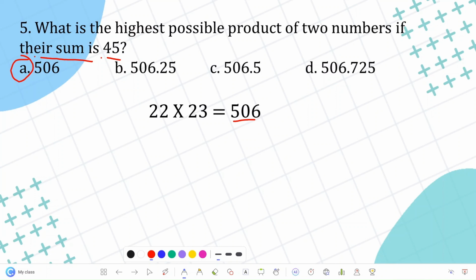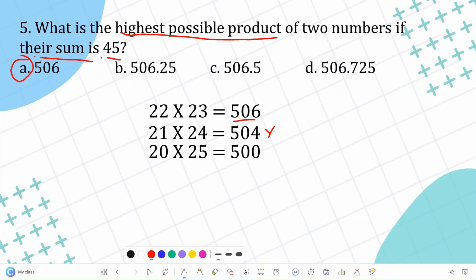So, pumunta tayo pababa. So, magdadagdag tayo ng isa, magma-minus tayo ng isa. So, gawin natin 21 times 24. Dahil ang sum nito is 45. However, their product is only 504. So, mas mababa sa 506 ang hinahanap natin. Highest possible product. So, hindi to. How about 20 and 25? So, 20 times 25 is 500. So, nakikita na natin ang pattern.